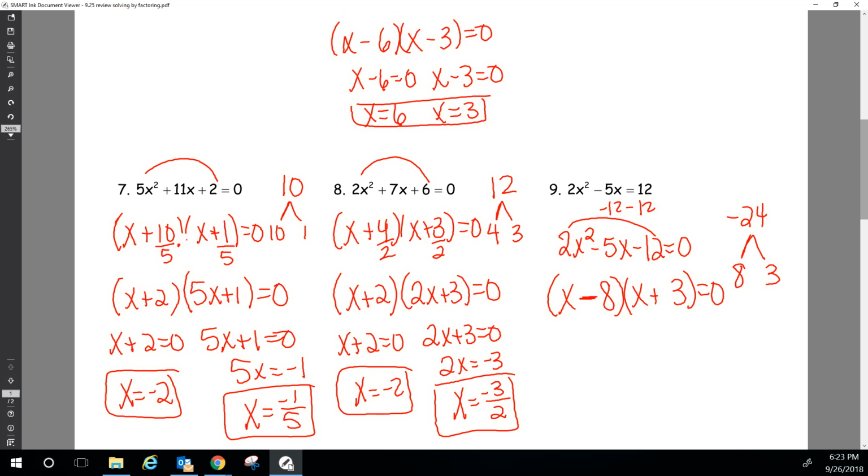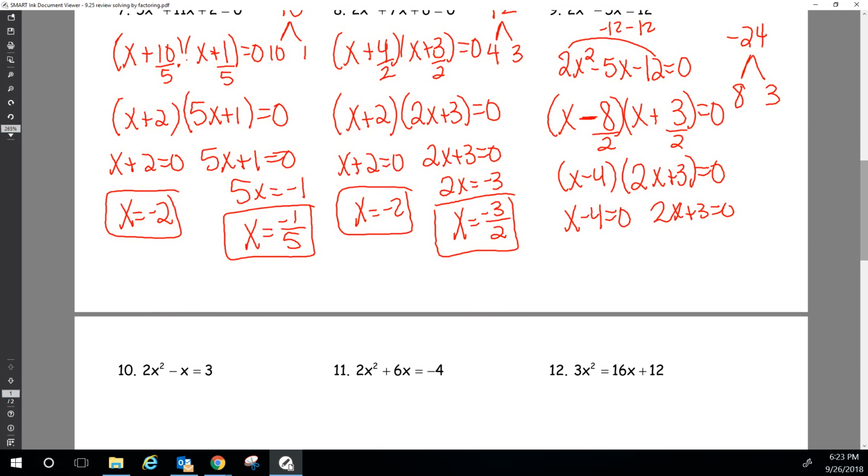Once I've got those factors, don't forget, you're going to divide and slide. So we're going to divide by our leading coefficient, which is 2. -8 divided by 2 would be -4. Here, 3 does not divide into 2 easily, so we're going to slide out that 2, and we get 2x plus 3. So here I've got x minus 4 is equal to 0, 2x plus 3 is equal to 0. So x is equal to 4. Over here I'm going to subtract 3, and get 2x is equal to -3. So x is equal to -3/2.